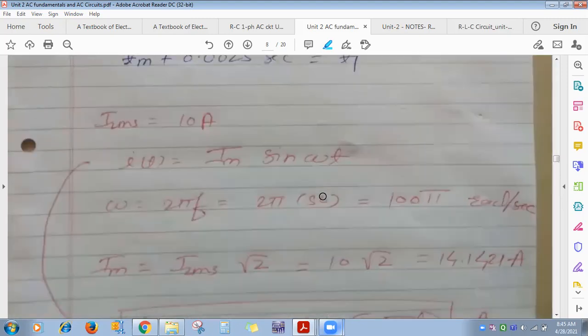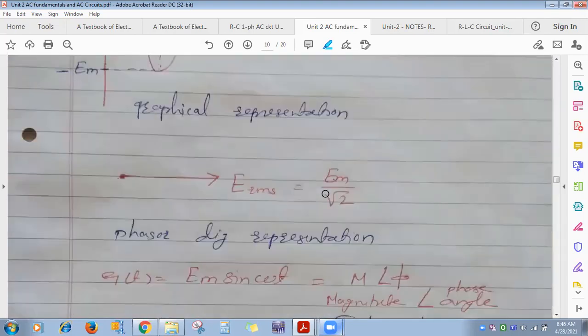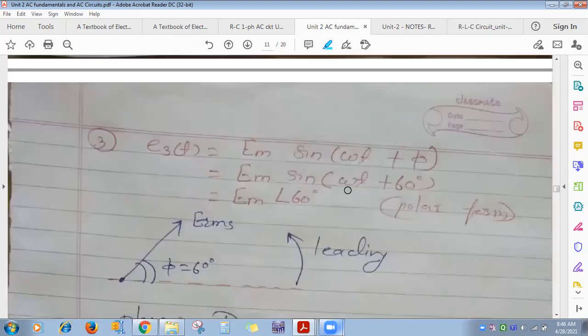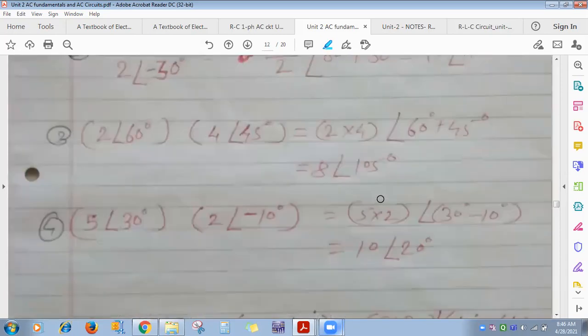Another one. This also you do, and the same type you do from the local author, AC fundamentals. Okay. Again here, find out RMS, peak, average. That is easy. Okay. Again, this one, polar to rectangular, rectangular to polar, we have seen.